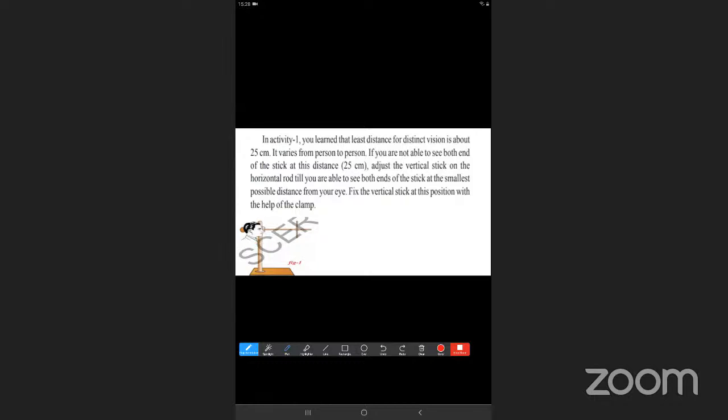So fix the vertical stick at this position with the help of a clamp. So for example, you are observing the stick from this position. Now the stick is here. Right? You have to measure the distance from your eye to the stick now.